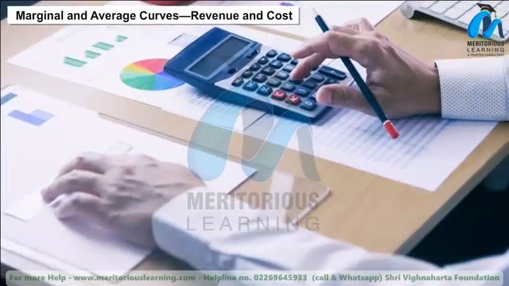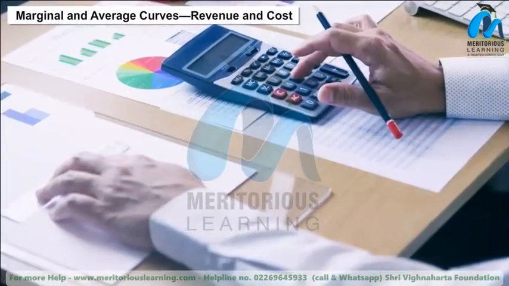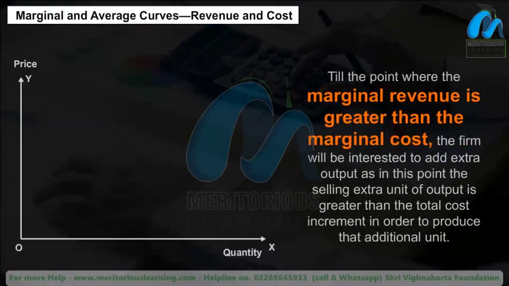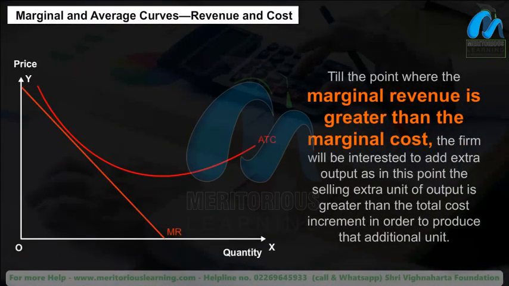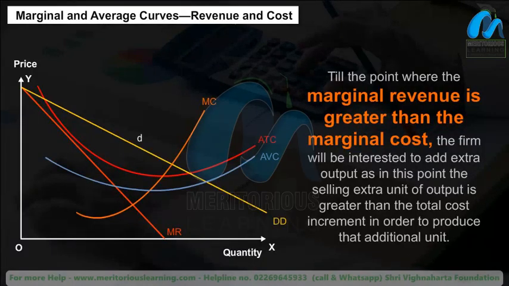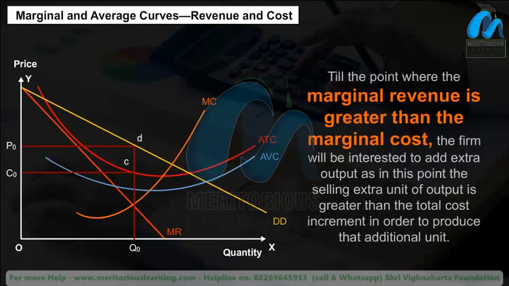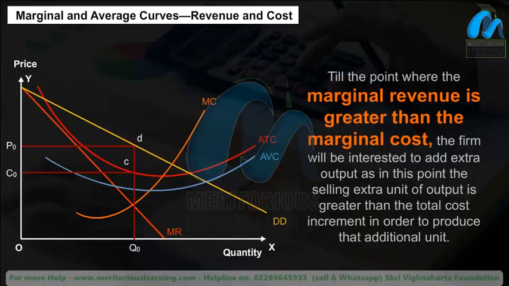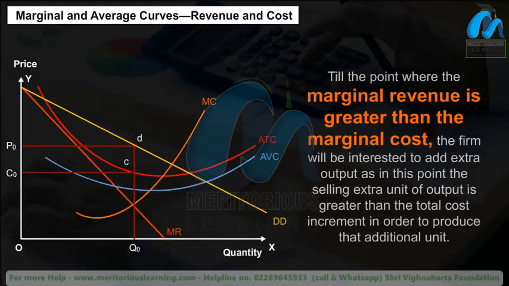Marginal and average curves, revenue and cost. Up to the point where the marginal revenue is greater than the marginal cost, the firm will be interested to add extra output, as at this point the revenue from selling an extra unit of output is greater than the total cost increment in order to produce that additional unit.